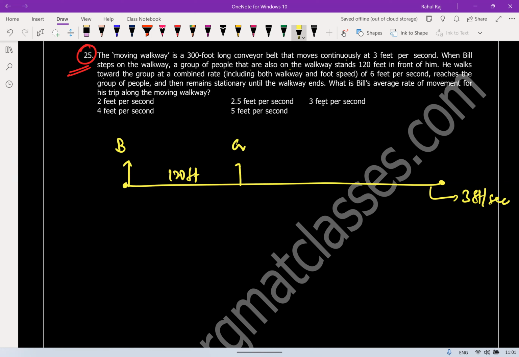Now it says he walks towards the group of people at a combined rate, that is both walkway and foot speed, at 6 feet. So Bill's speed is 6 feet per second. He is walking, right?